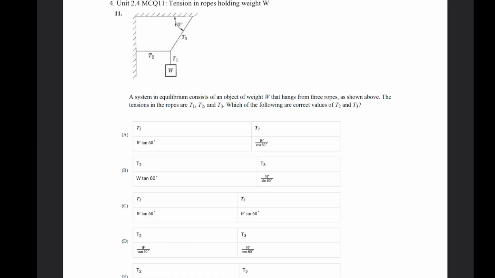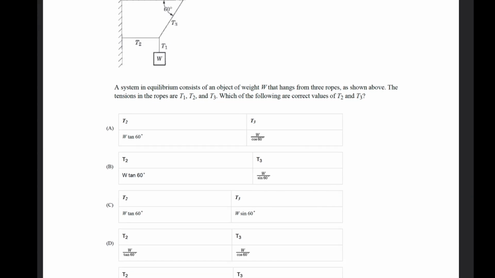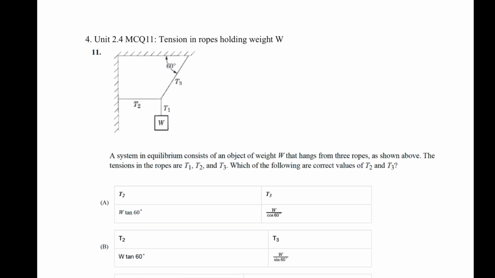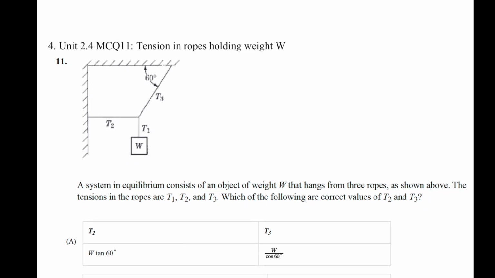Okay, let's look at another problem similar to what we did in the previous video. Again, we have a block which is hanging from a support with the help of multiple strings. A system in equilibrium consists of an object of weight W that hangs from three ropes as shown above. The tension in the three ropes is T1, T2, T3. Which of the following are correct for T2 and T3?